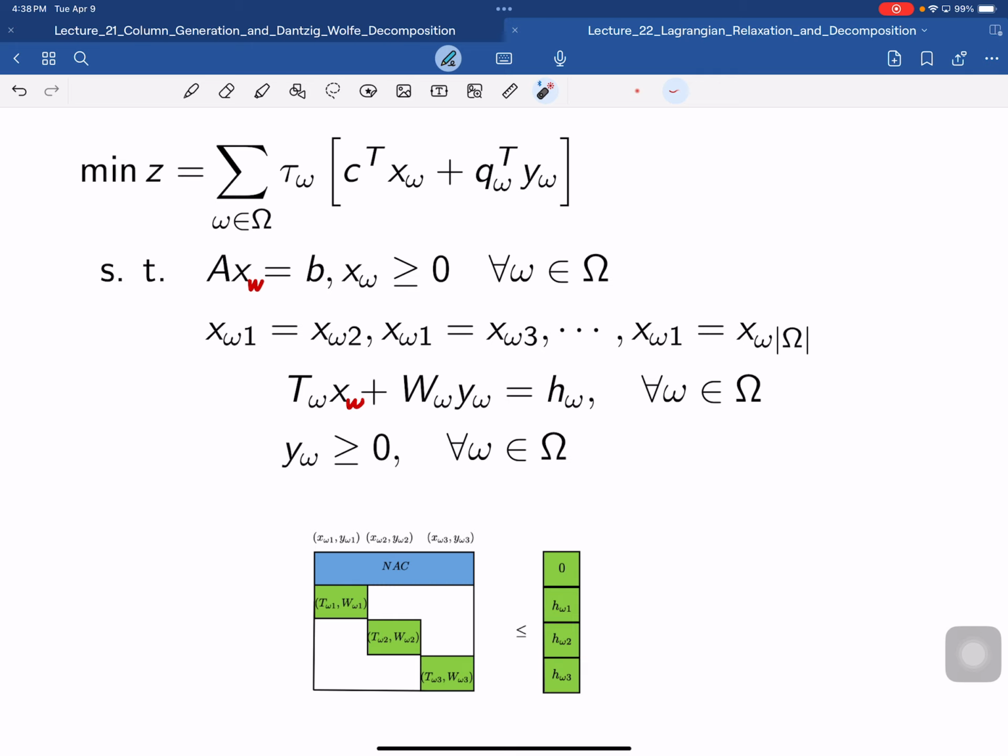Okay, is this reformulation clear here? Yes? So if we have discrete values of omega, then we can do that. What if we have a continuous domain for omega? Yeah, so we only talk about discrete omega here, right? We don't talk about continuous for this lecture. Yeah. Any other questions here? Okay.